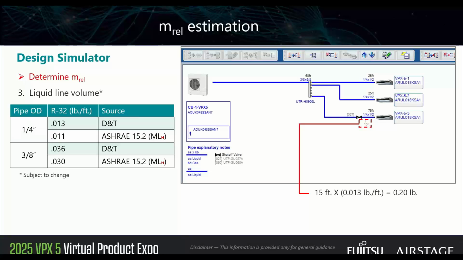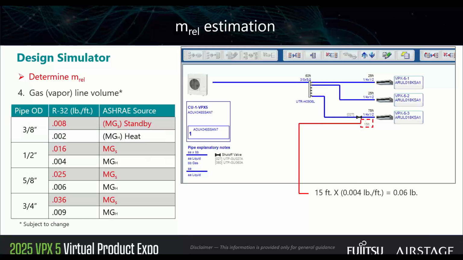Now, the ASHRAE standard shows 0.011. So just to give you an idea of how close ASHRAE and our sources are, that's 0.002 of a pound per foot. So there's not very much refrigerant. To factor that out, a 50-foot line set, 1/4 inch, would be about a 1.5 ounce difference. So again, it's really negligible for the most part.